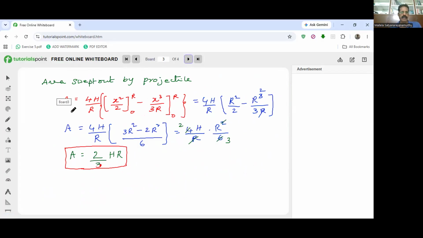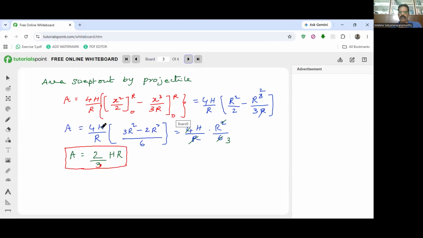Area swept out by the projectile A is equal to 4h by r bracket. The integral of x dx is x square by 2, with limits 0 to r, minus x cube by 3r, with limits 0 to r. You have to substitute these limits: upper limit minus lower limit. So 4h by r, substituting the upper limit gives r square by 2; the lower limit gives 0, not required. Similarly, r cube by 3r for the upper limit, and the lower limit also gives 0. Therefore, one r will get cancelled.